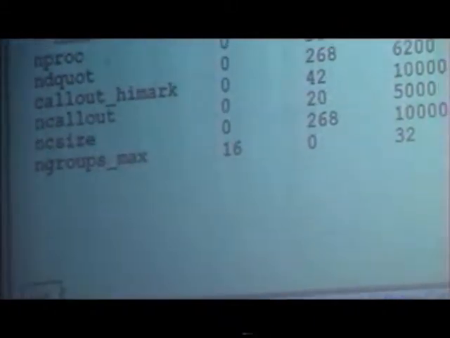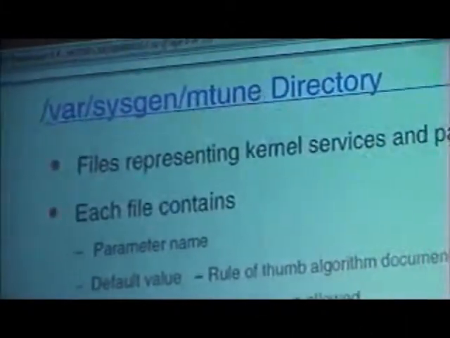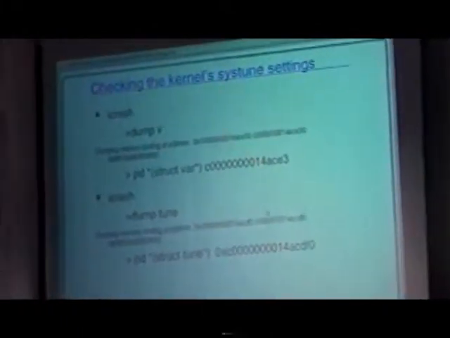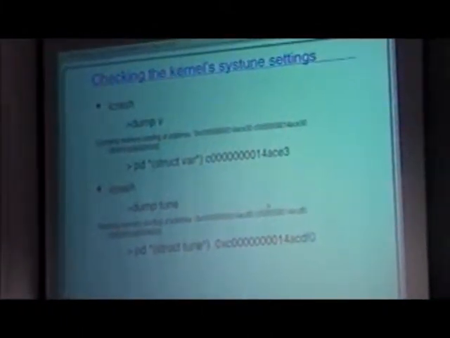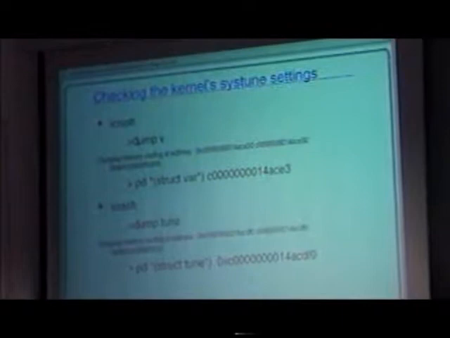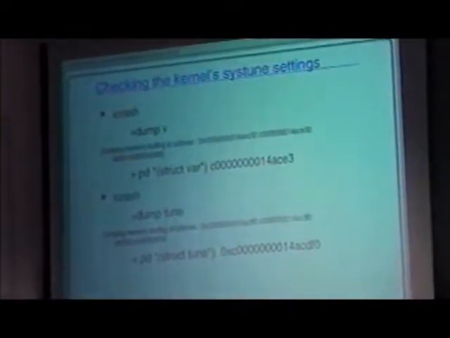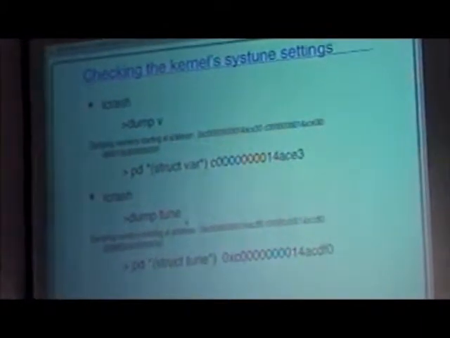So the workbook's just showing the nproc group. In this case, the largest it can go is 10,000. So that's an older nproc. Now if you wanted to look at the system live, there's a dump command. You can dump the var group or you can dump the tune group. And this is just showing the syntax to look at it in the kernel.